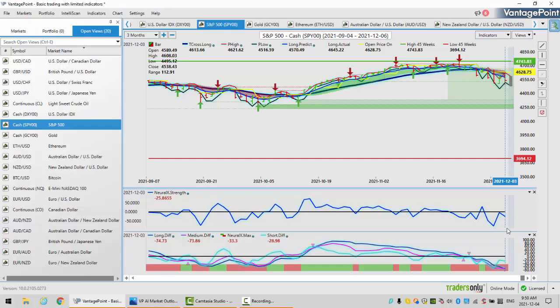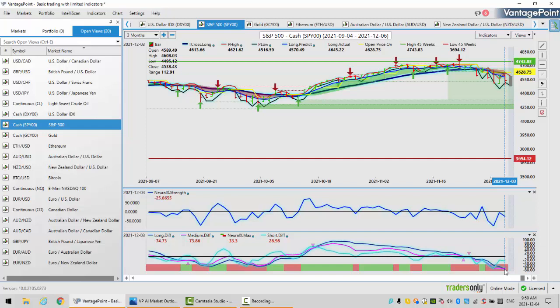So when we look at the S&P 500, once again, our neural index strength is coming up to the zero line and then rejecting it. So it's warning us that we're probably not going to start the week off very well, but our medium term crossing over our long-term predicted difference is trying to warn us that we've got pending strength here.